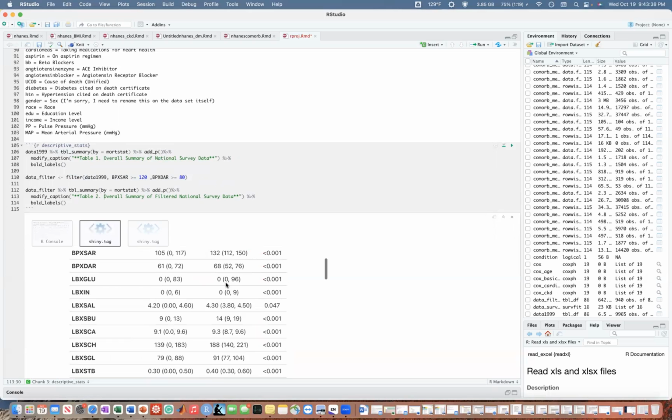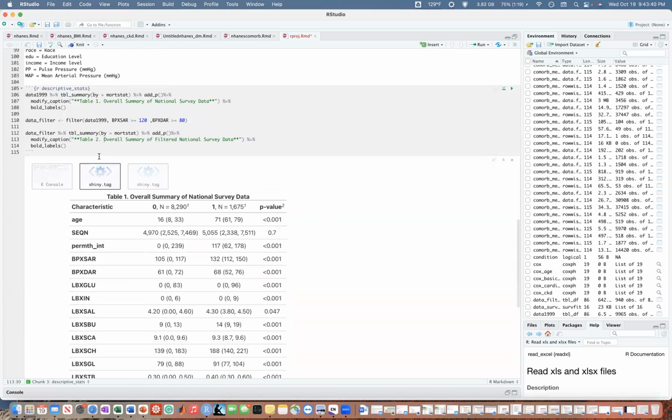So as you can see, we have a table. This is obviously the unfiltered data. We have 8,290 people that aren't dead. One quick way to figure out if your command worked is to go to the second table, which, if you remember correctly, should have fewer people because it's only people with hypertension, both systolic and diastolic. As you can see, that's the case. You can see median age. That's your mean age, and these are 95% confidence intervals, or you can think of it as your 1 standard deviation.